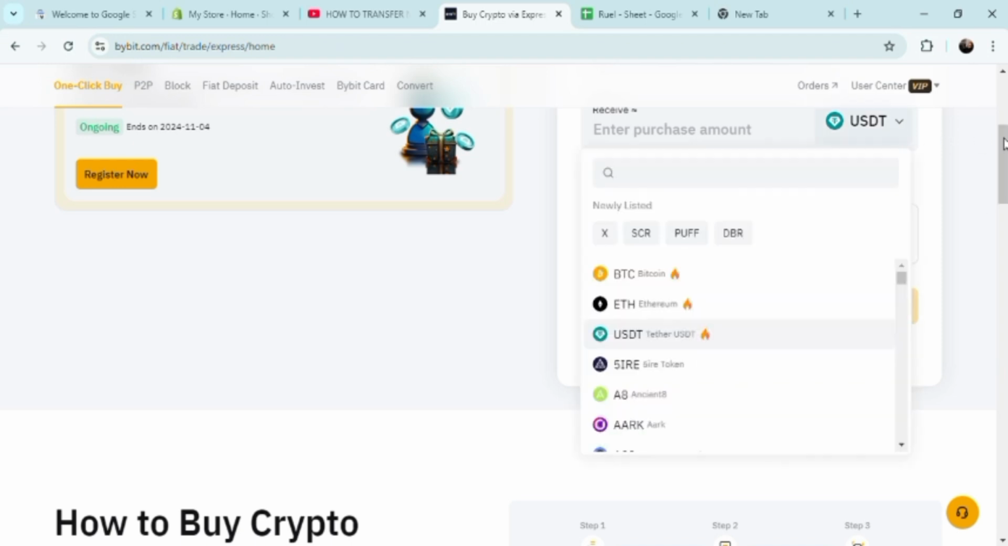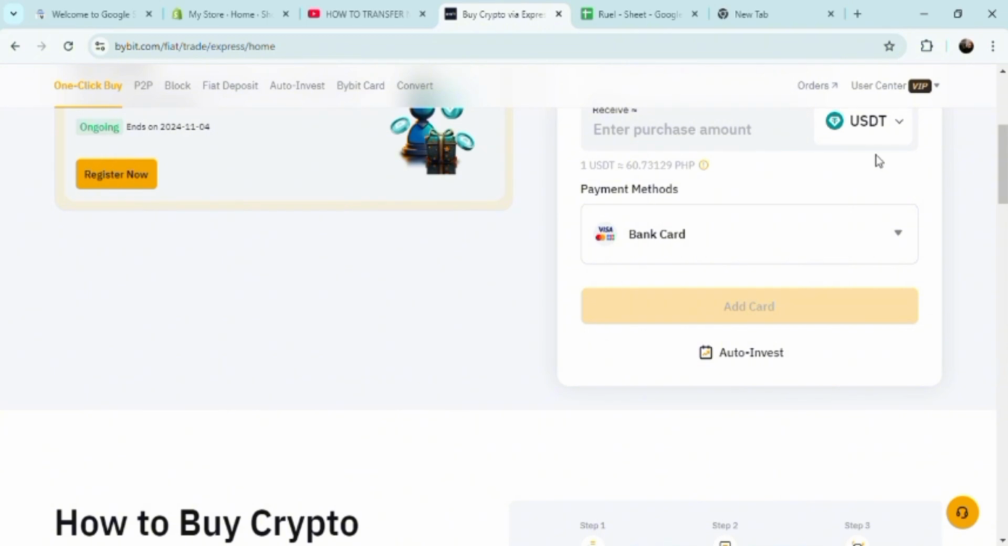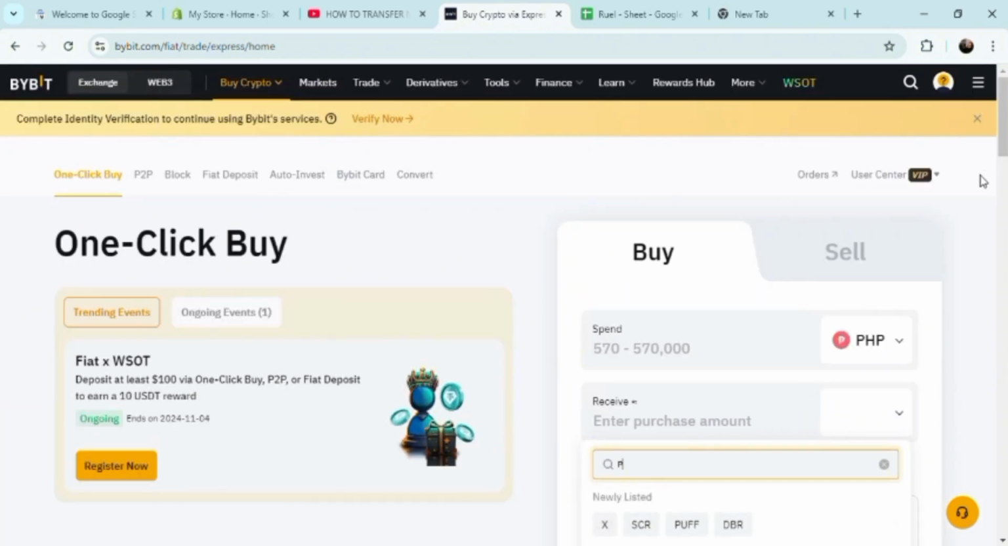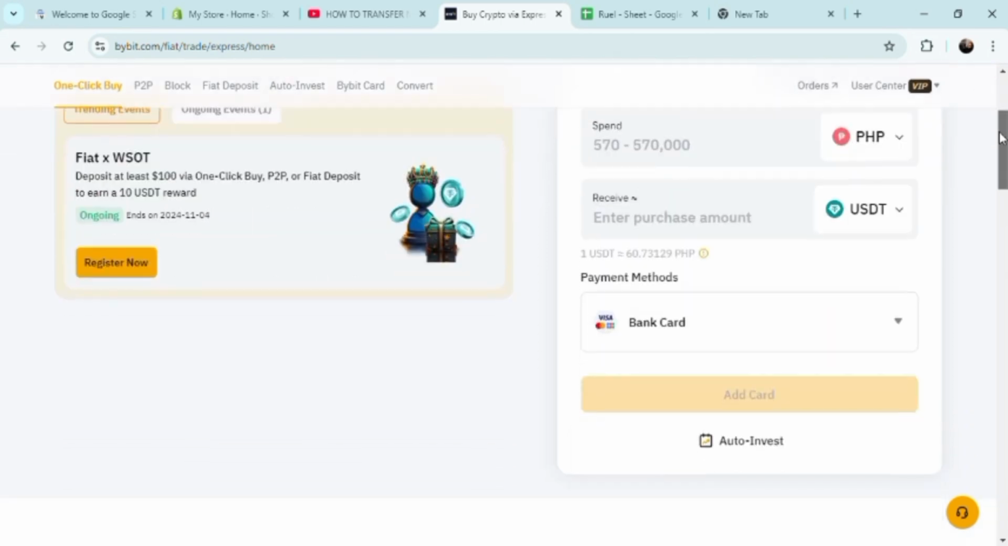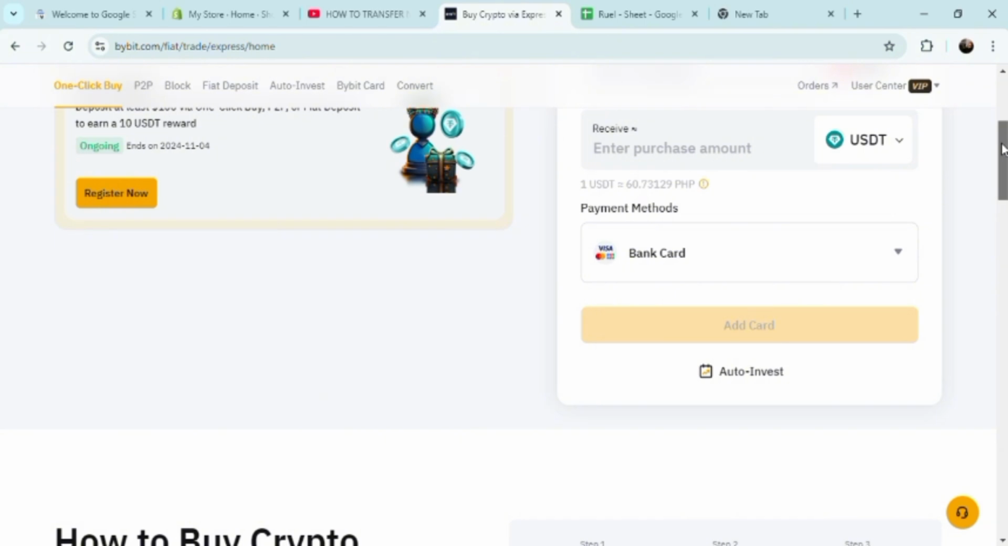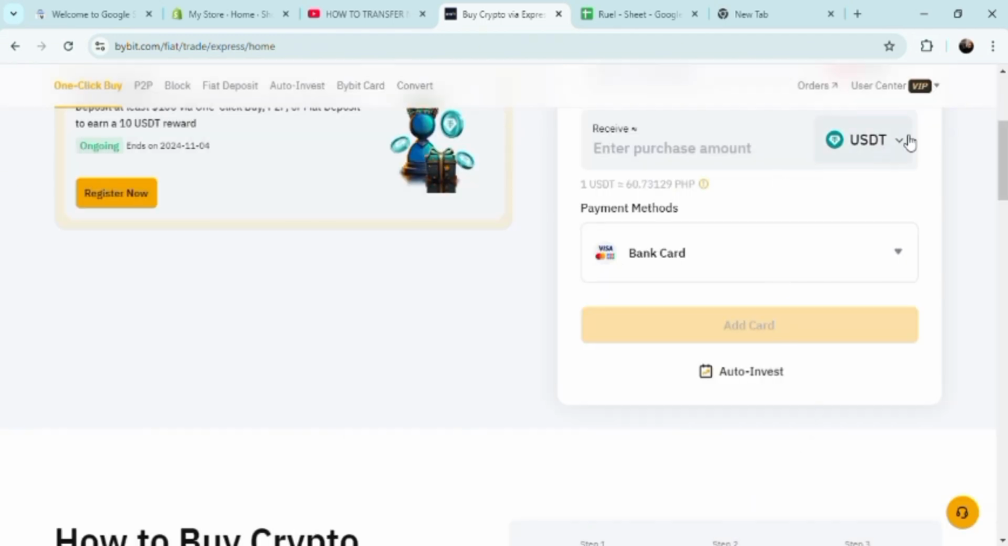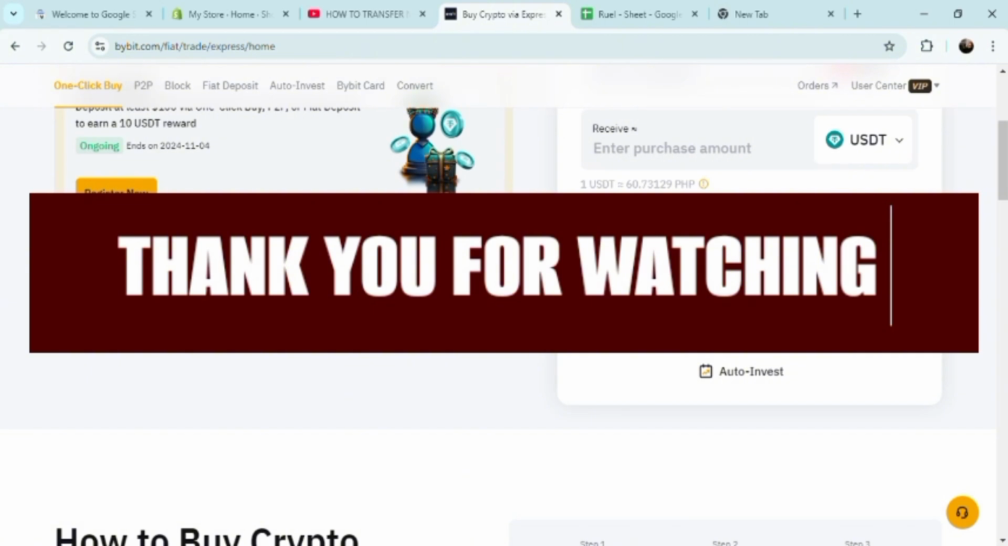This is USDT, the crypto that you want. Just search it here, whichever crypto you want, and yeah, that's basically it. All you have to do is buy one of these cryptos that are available here, and you could also add a card, whichever card it is. You could use GCash, PayPal, in order for you to buy these types of things. So that's just basically it, guys.